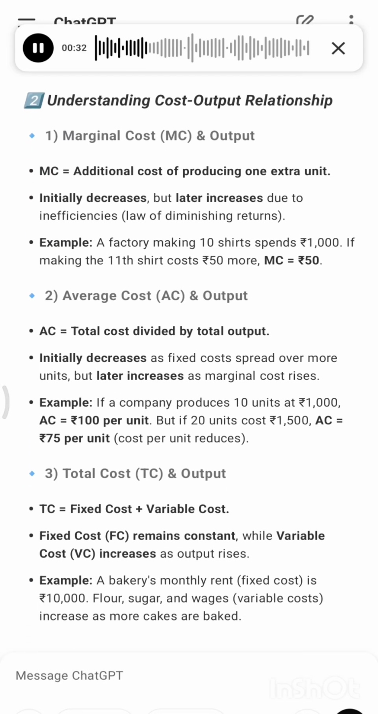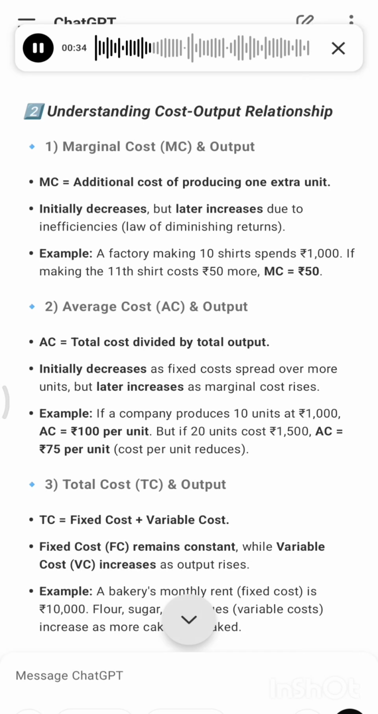Understanding cost-output relationship. 1. Marginal cost, MC, and output. MC equals additional cost of producing one extra unit. Initially decreases, but later increases due to inefficiencies, law of diminishing returns. Example, a factory making 10 shirts spends $1,000. If making the 11th shirt costs $50 more, MC equals 50.